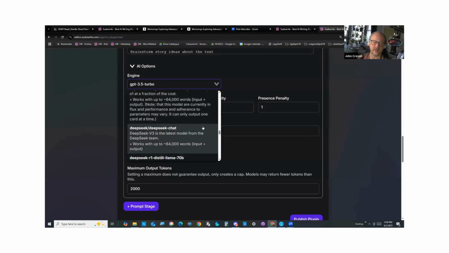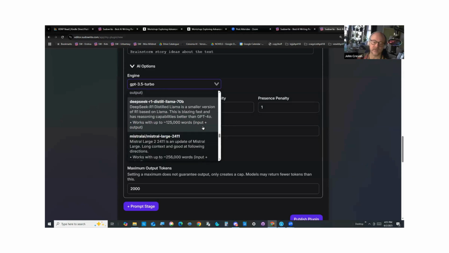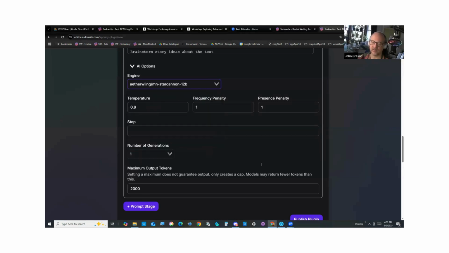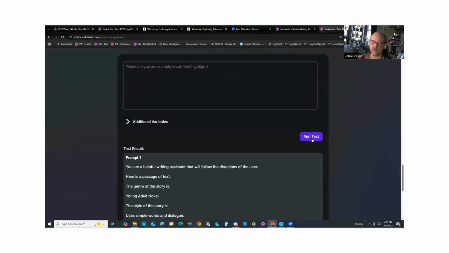Don't we have 3.0 or something? There's DeepSeek. I love DeepSeek. DeepSeek is another one. Tomas was asking about going for something crazy, so the Aether William might be good for that. I'm gonna need something else in here.